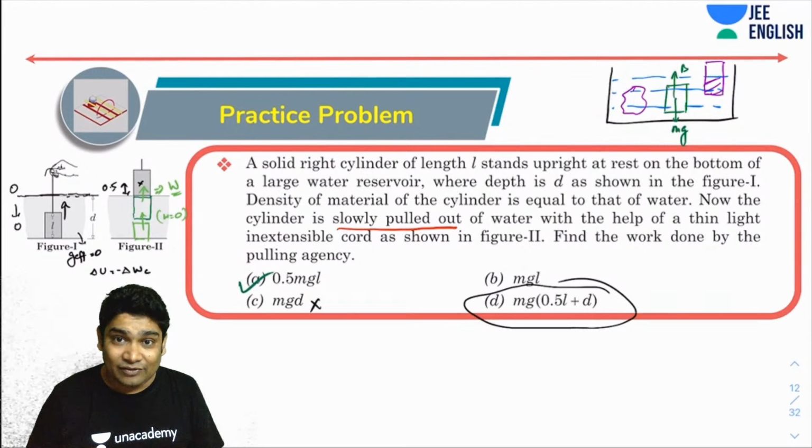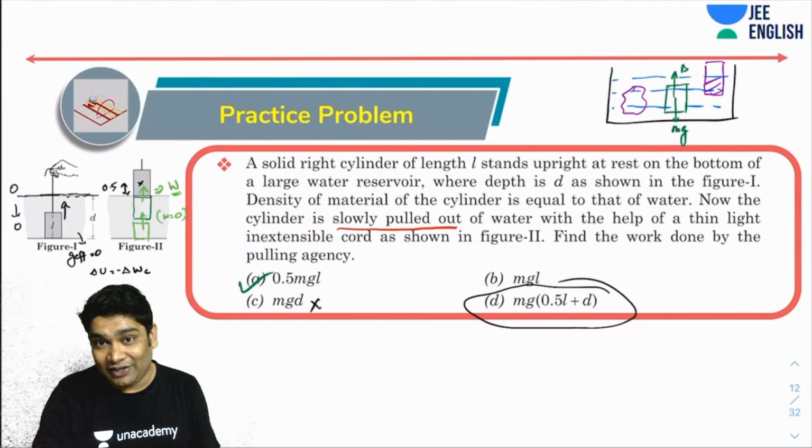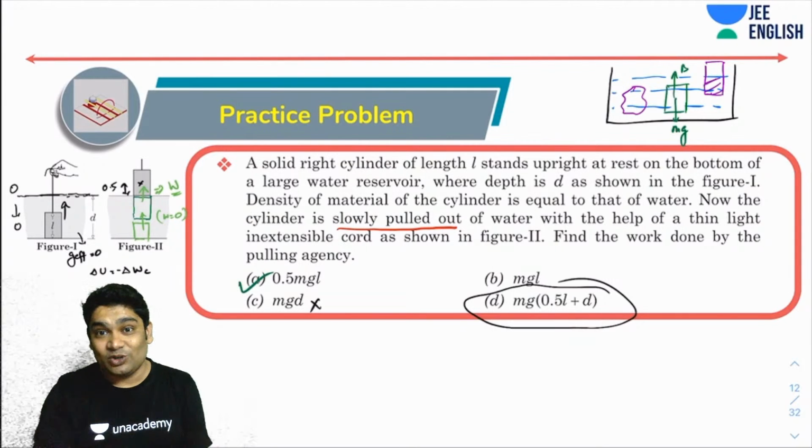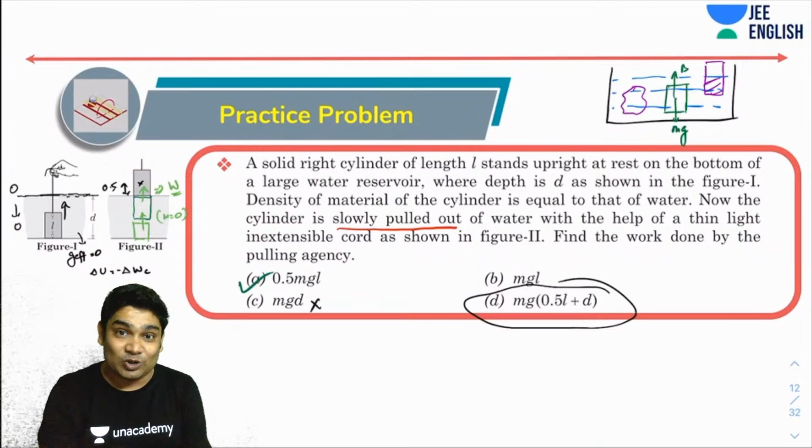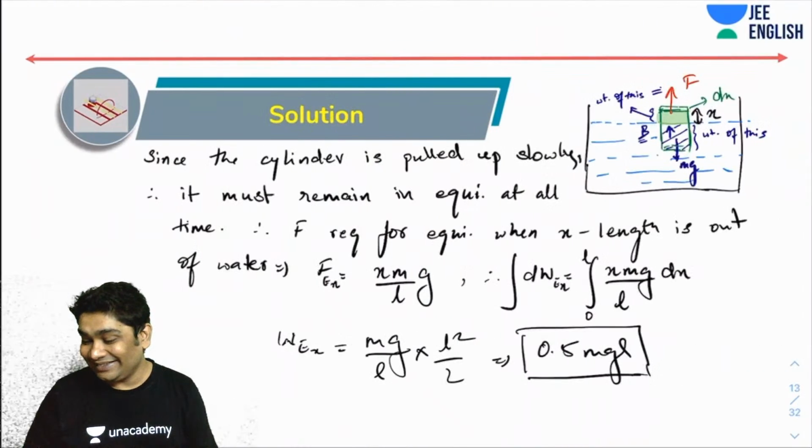So the idea is you have to add the potential energy due to the buoyant force also. Buoyant force also acts like g, right? That's why we call it g effective. No, buoyant force is upward g. So you have to take the potential energy due to the buoyant force also into account. Okay.